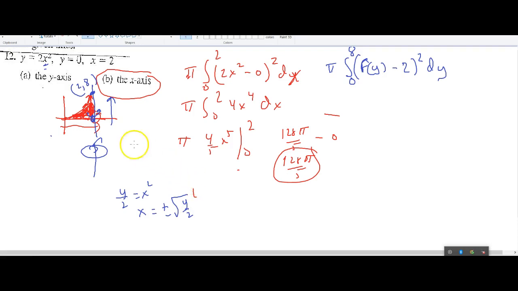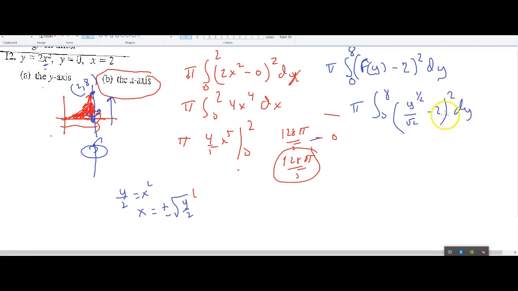Now, interestingly enough, one of those is the back side of this graph, one's the front side of this graph, so it doesn't matter which one I pick. So I'm going to go ahead and pick the square root of y over 2 part. So I'm going to go pi integral from 0 to 8. Square root, so I'm going to do y to the 1/2 power over the square root of 2, to make my life just a smidge better, minus 2 squared dy.